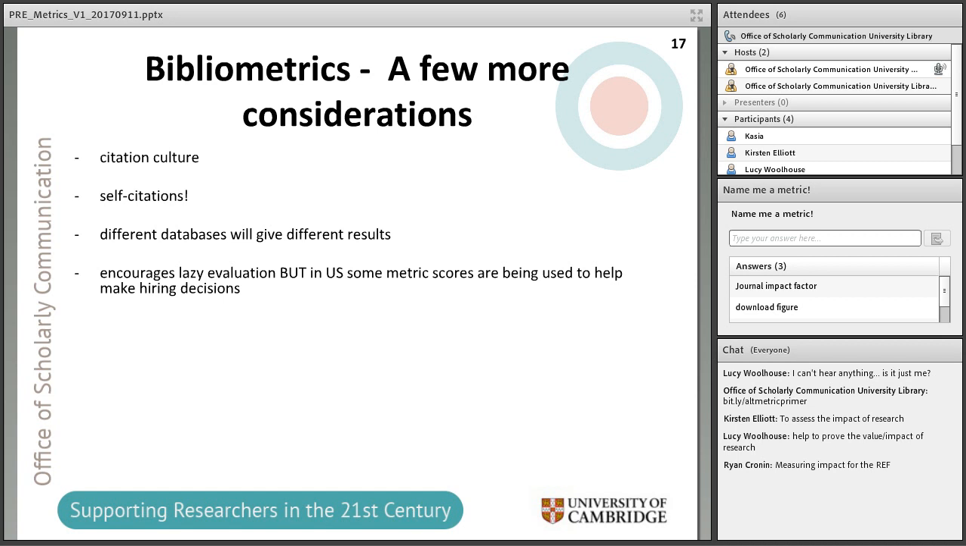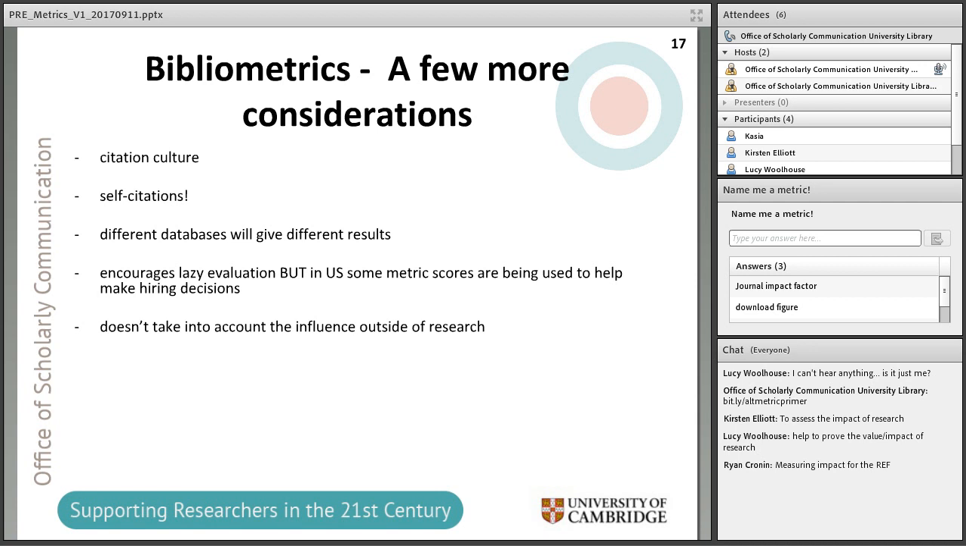It encourages lazy evaluation if we just use metrics to assess research. Because really we should be judging the quality of the research by reading the papers, but obviously no one has time to do all of that. But we should be aware that there are bigger factors other than metrics. And as I was saying earlier, some US universities are using metrics to help make hiring decisions.